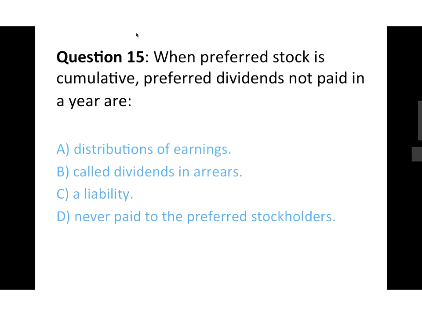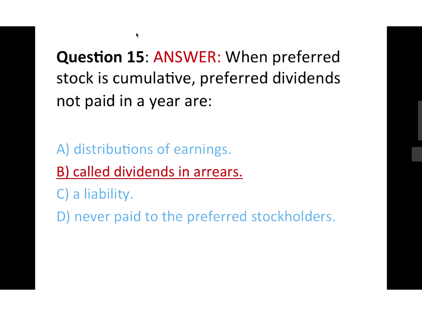Okay, those are called dividends in arrears. So preferred stock, it's cumulative. We're not paying dividends in a year. Those are called dividends in arrears.